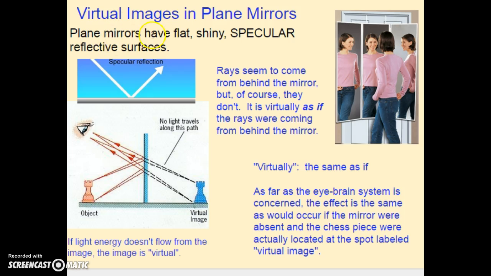So when I look at a plane mirror, it has a flat, shiny, specular reflective surface. The rays seem to come from behind the mirror, but of course they don't. It is virtually as if the rays were coming from behind the mirror. Virtually means the same as if. As far as the eye or brain system is concerned, the effect is the same as would occur if the mirror were absent and the chess piece were actually located at the spot labeled virtual image.